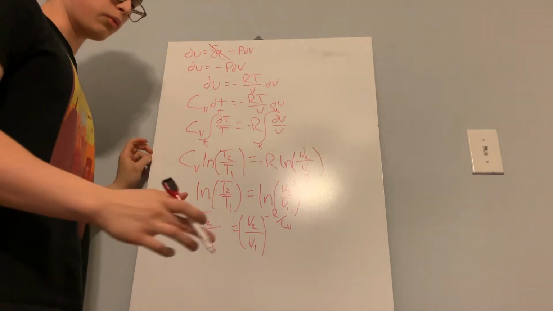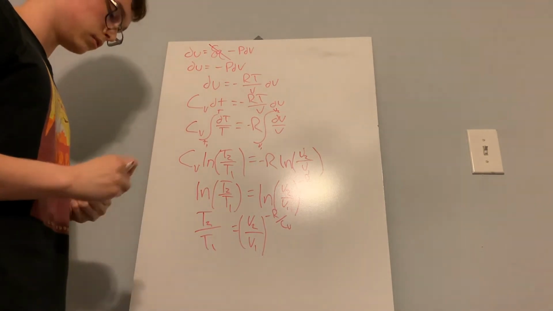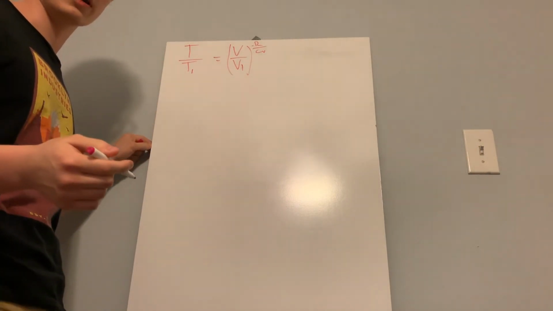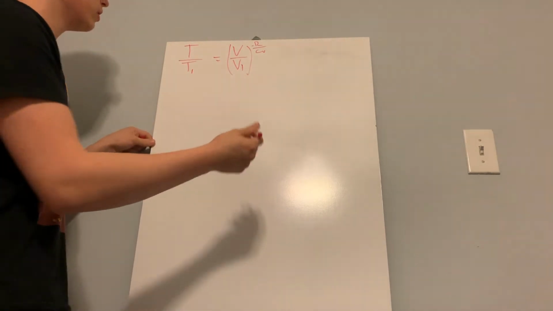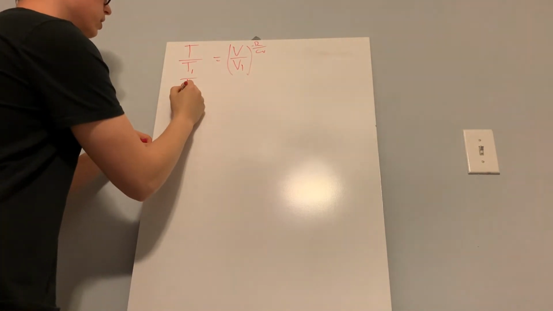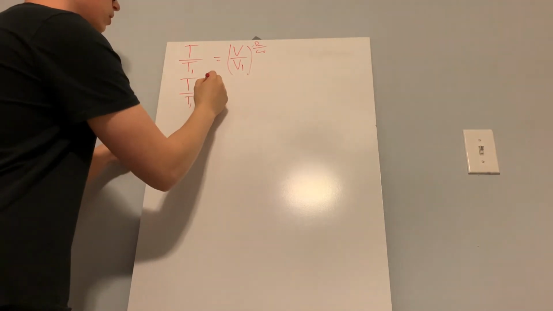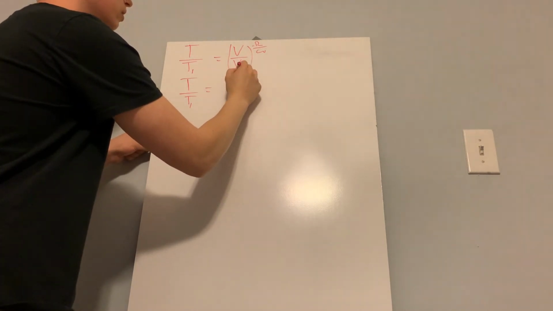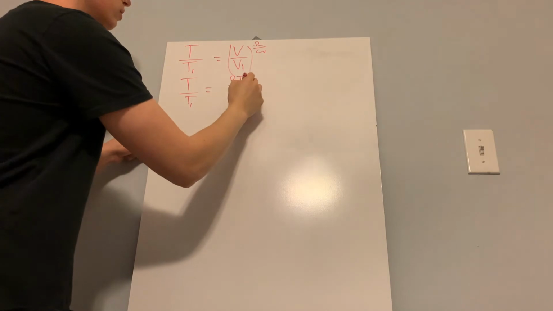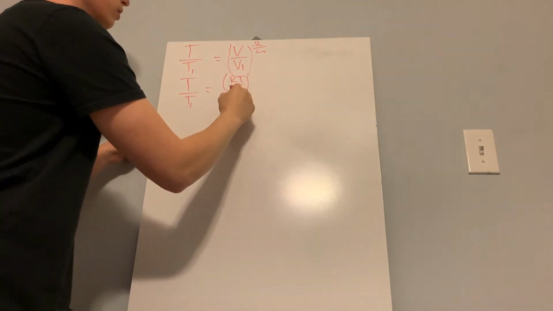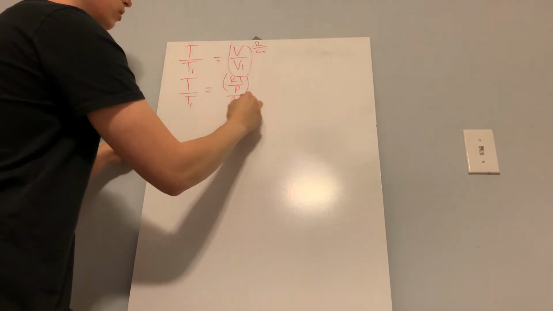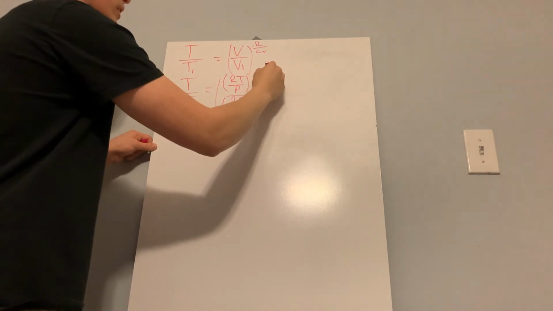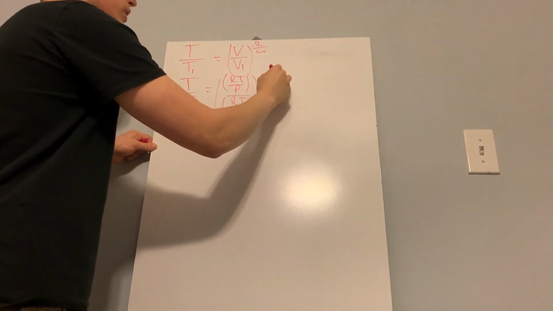And I'm going to go ahead and wipe the board down, and we're going to start where we left off there. So now that we have this equation here, we are going to use the ideal gas law to get rid of our volume and reintroduce pressure. So T, or T1, is equal to RT over P over RT1 over P1, and that is all raised to, again, negative R over Cv.